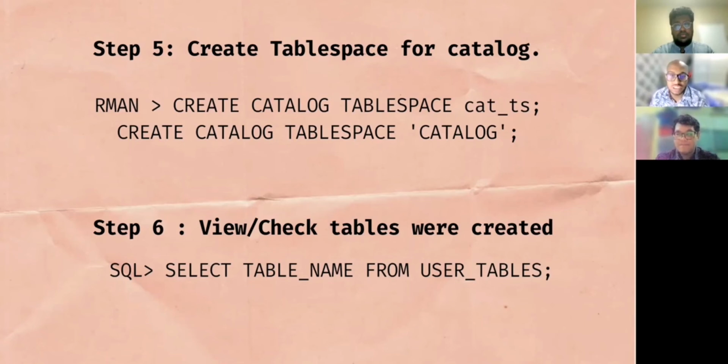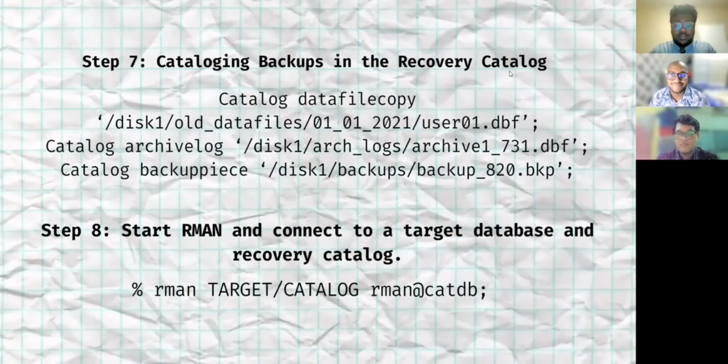So step 6 is to view or check the tables that were created. So to view or check, we are going to use select, which is query language, select table_name from user_tables. So it will show the tables that were created before it. Okay, so the next part is to catalog.